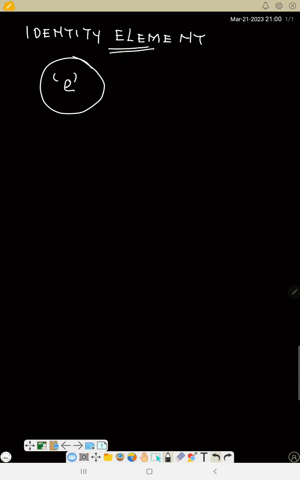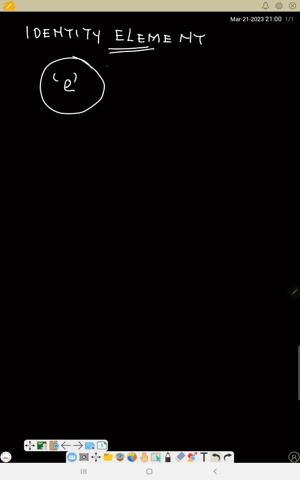So for the identity element, let me start with a simple example so that you will understand the identity element. Anytime the question says find the identity element, note that the identity element is E. Anytime you see this symbol, the letter E here, it means identity element.